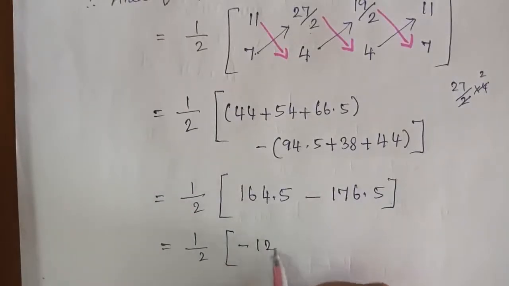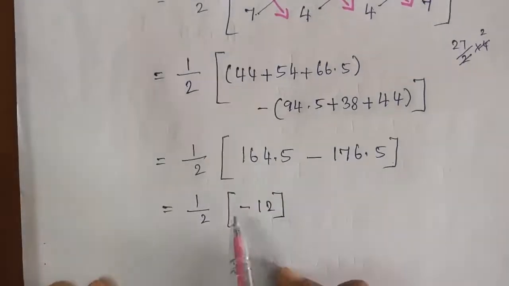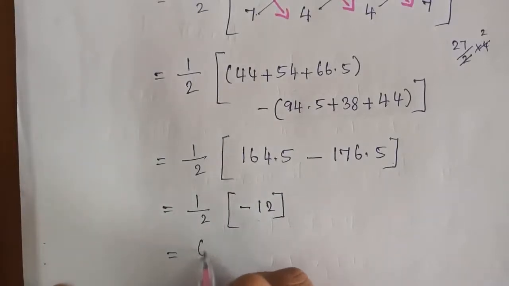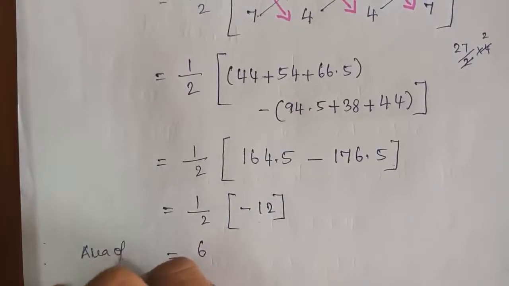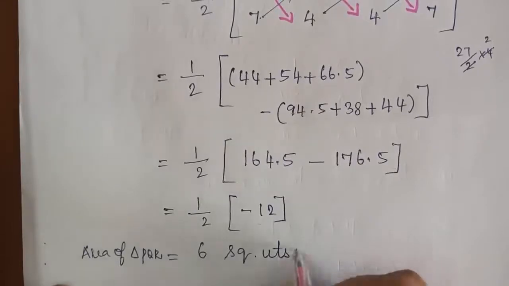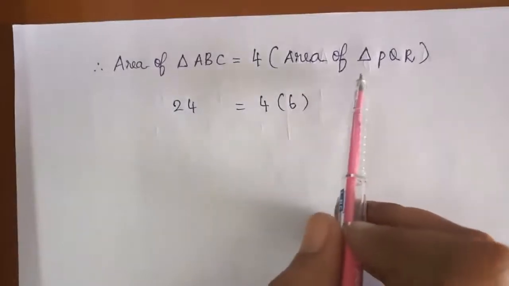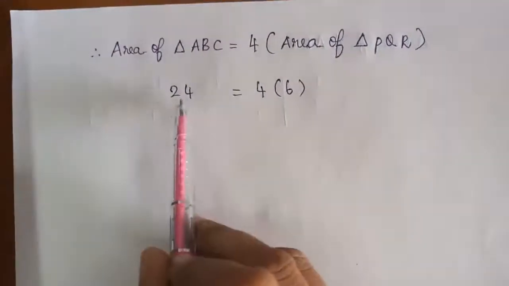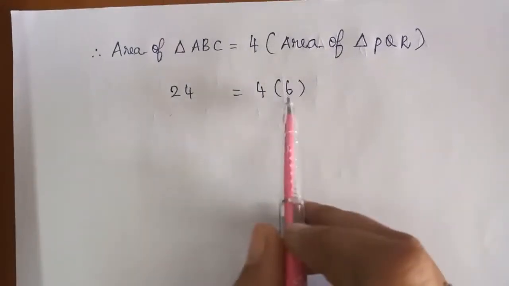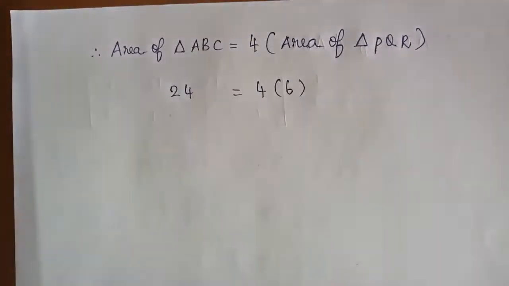Similarly, area won't be negative. So 12 divided by 2 is nothing but 6, because area won't be negative. So area of triangle PQR is equal to 6 square units. Therefore area of triangle ABC is equal to 4 times the area of triangle PQR, because the area of triangle ABC is 24 and the area of triangle PQR is 6.